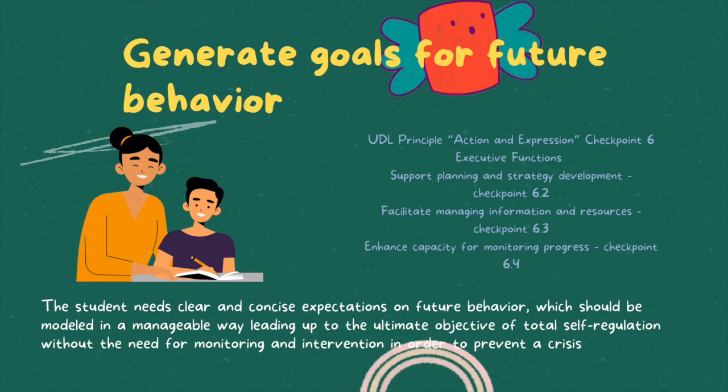And lastly, generating goals for future behavior. In order to prevent this from happening again, the student needs clear and concise expectations on future behavior, and this should be modeled in a manageable way leading up to the ultimate objective of total self-regulation without the need for monitoring and intervention. In order to prevent a crisis, the teacher and the student can come up with a plan, specific small-term goals that scaffold each other into fully being able to manage their emotions and manage their own behavior inside and outside of the classroom.